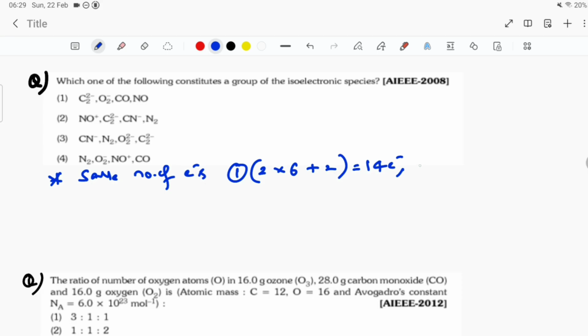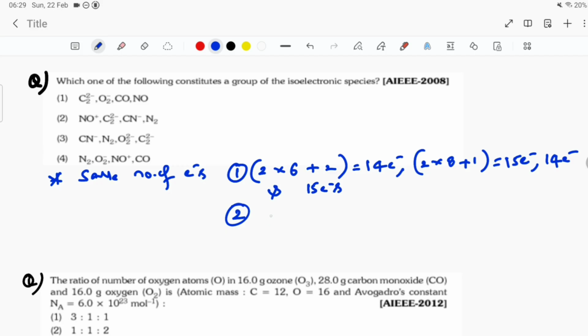And similarly, O2 minus, 2 into 8 plus 2 plus 1 because only 1 electron. So here it is 15 electrons. So if you do for even others, here you will get atomic number 6 plus 8, 14 electrons. And then 7 plus 8, 15 electrons.